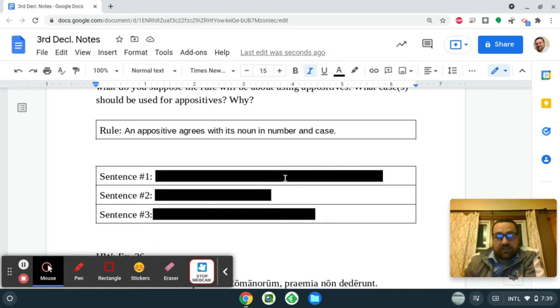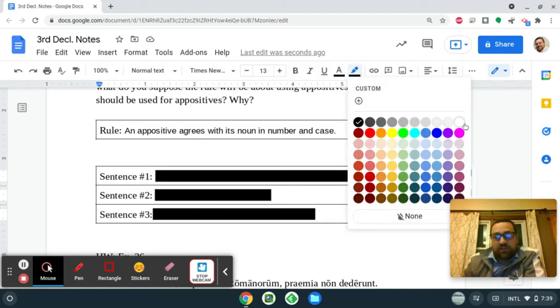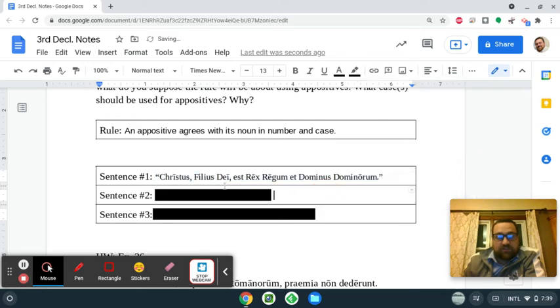Okay, so we're going to see some examples here. Let's uncover example number one. Actually, we just did example number one. Christus Filius Dei est rex regum et Dominus Dominorum. So actually, that was example number one. It's just adding et Dominus Dominorum, and the Lord of Lords. So let's skip right ahead to example number two.